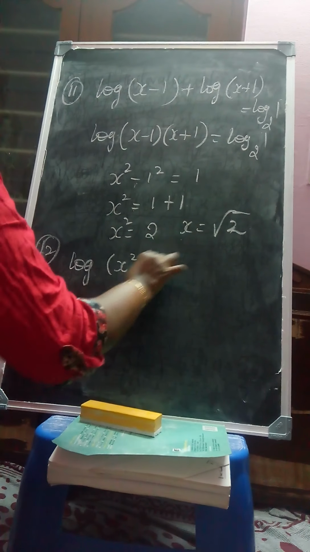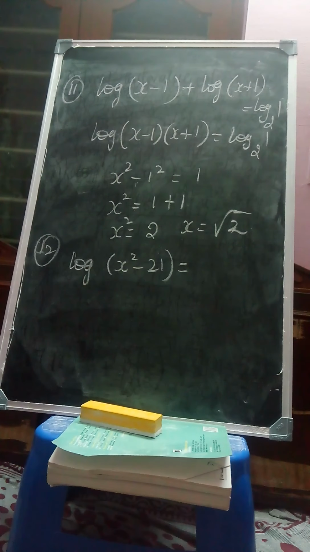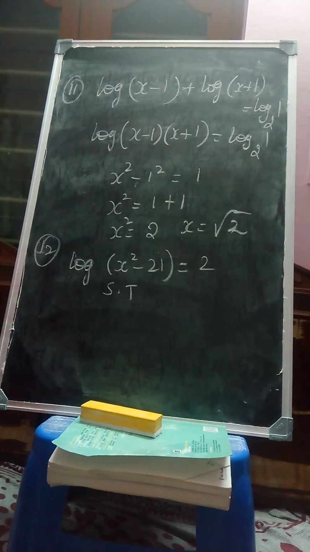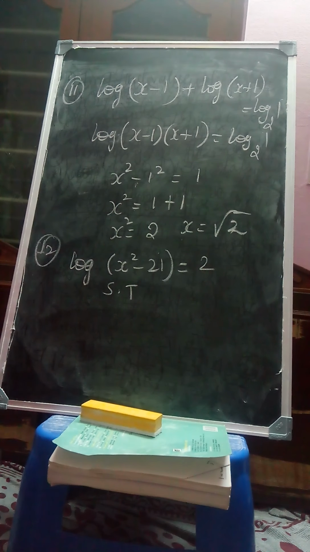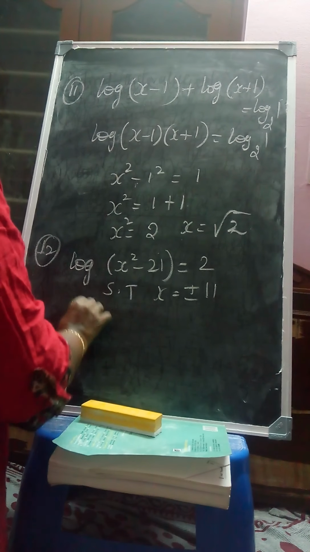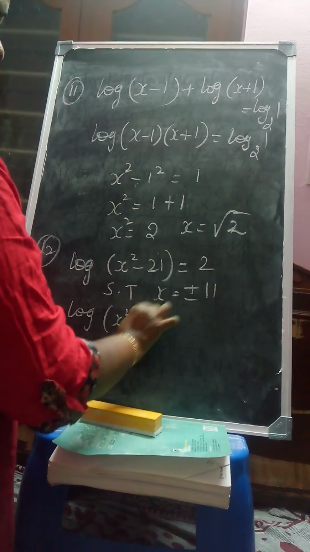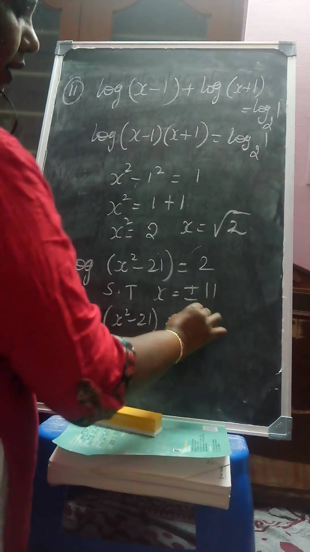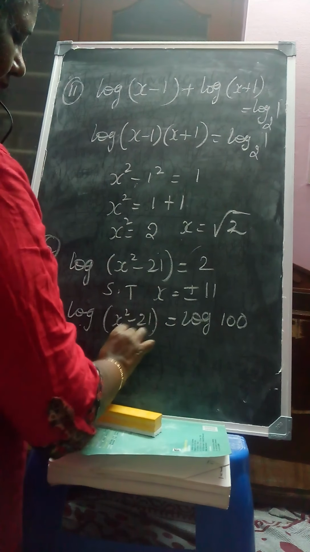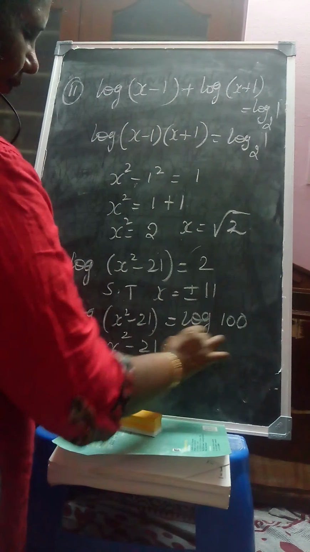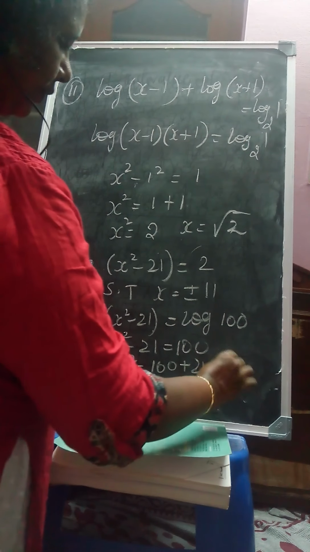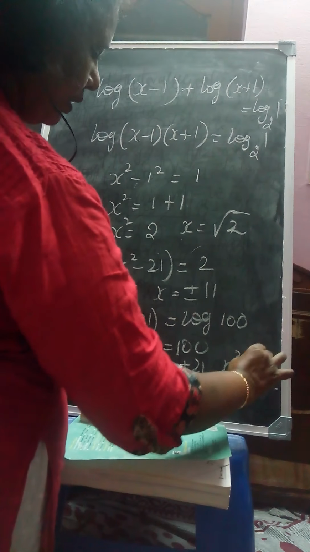Log(x square minus 21) is equal to 2. Show that x is equal to plus or minus 11. Okay. Here log(x square minus 21), now 2 will be log 100. Okay, so log gets cancelled. x square minus 21 is equal to 100. x square is equal to 100 plus 21, which is x square is equal to 121.